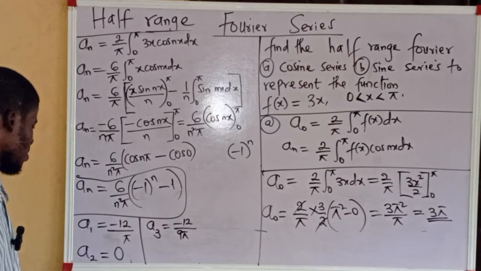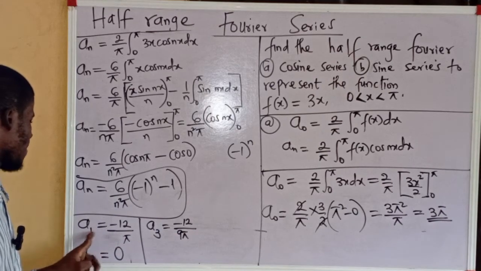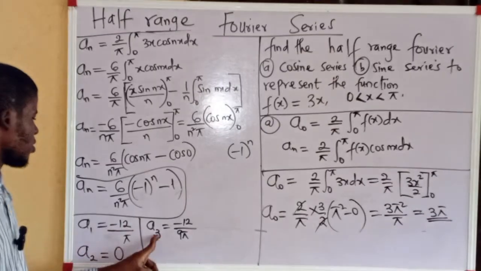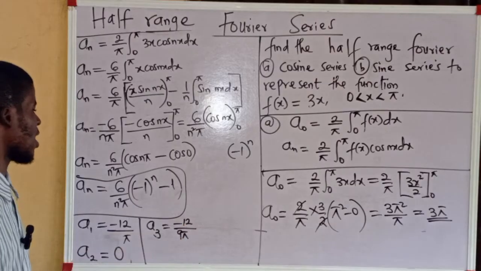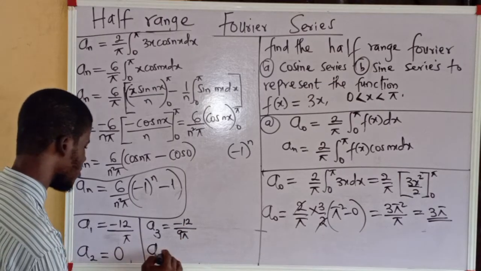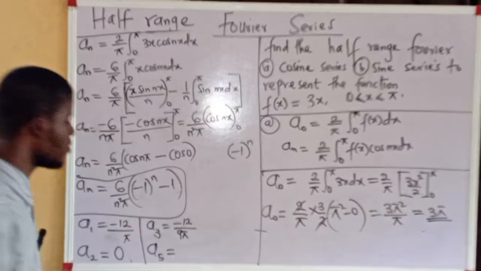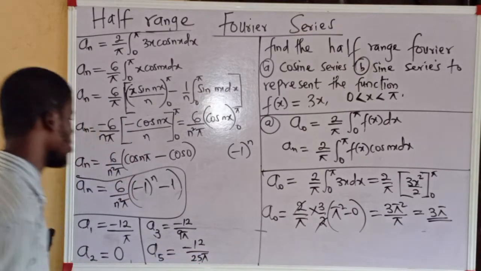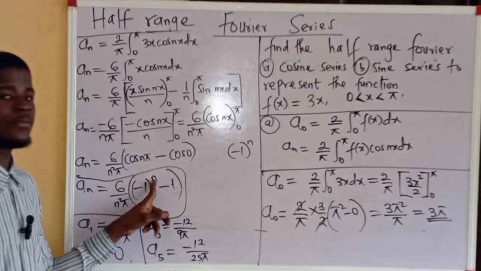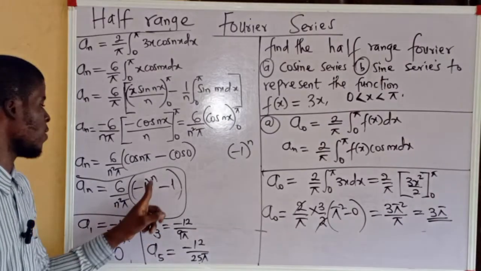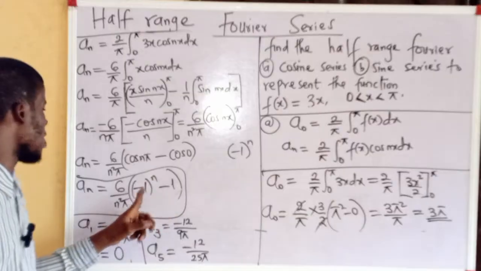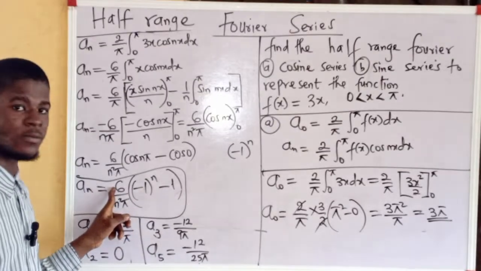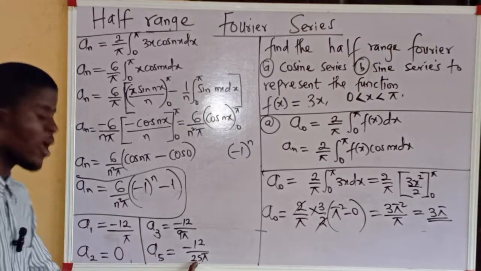Check something. When n equal to 1, a sub n was negative. When it's equal to 3, it's still negative. I can tell you that when it's equal to 5, it will still be negative. We'll be having this minus 12 over 25 pi. Check it. Plug in 5 here. That will be minus 1 to the power of 5, which is minus 1. Minus 1 minus 1 is minus 2. Times 6 is minus 12. Then 5 squared is 25.